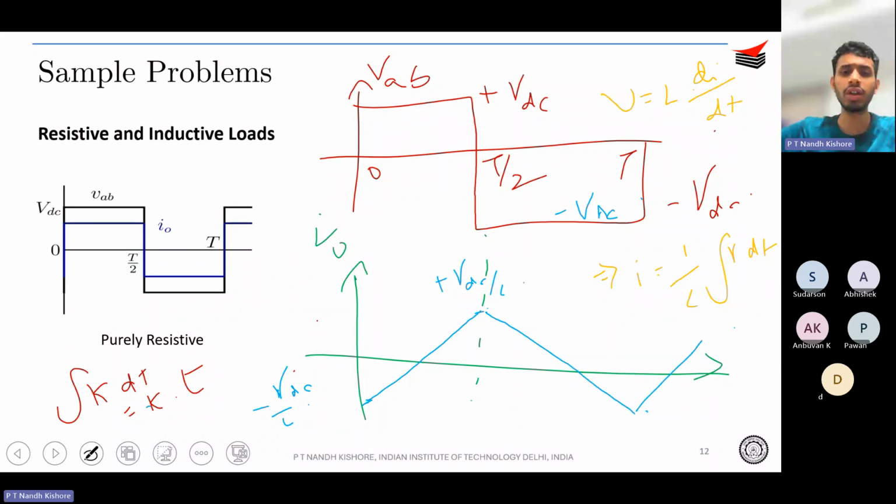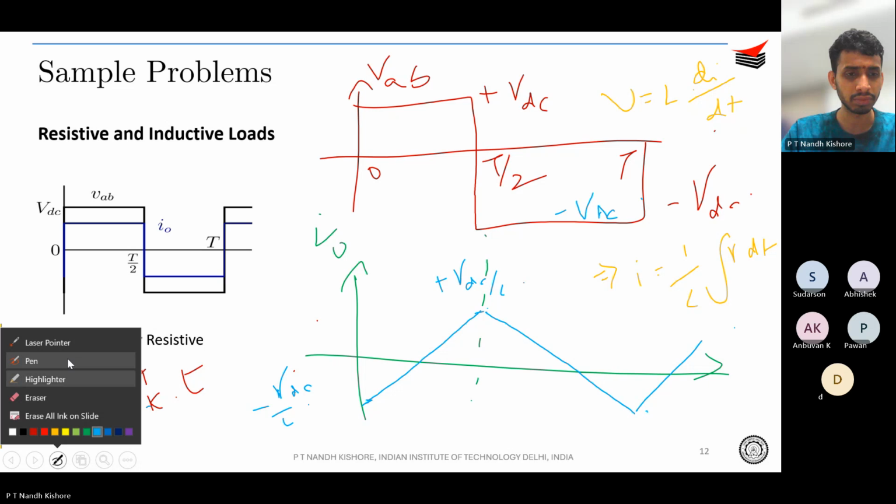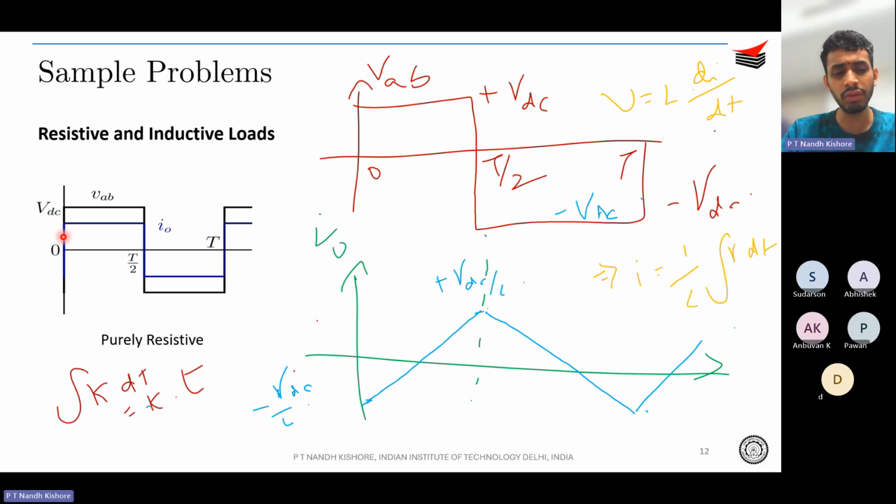Okay. So this is what you are expected to see. When you have a square wave voltage across an inductor, what you expect to see is actually a ramp or a triangular wave. So this is what you expect to see in steady state. The point is, for a purely resistive load, we know it will follow VAB. If it was purely inductive, it will be a triangular wave or a ramp, right?